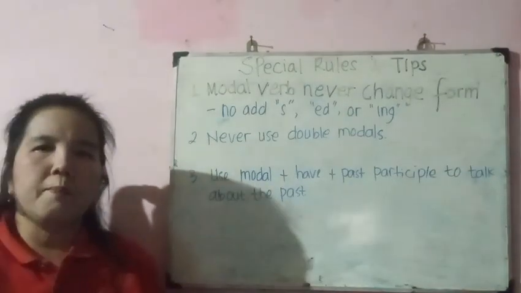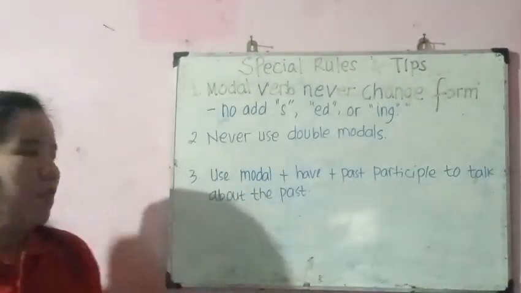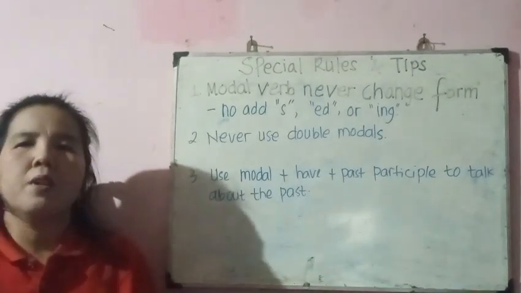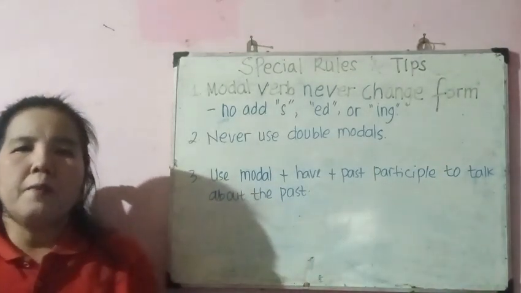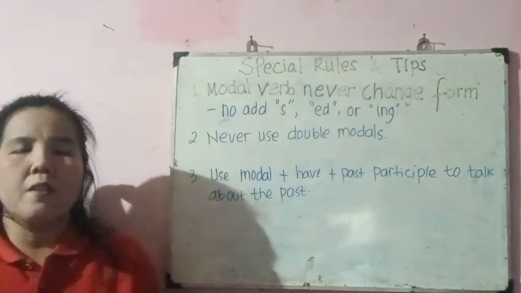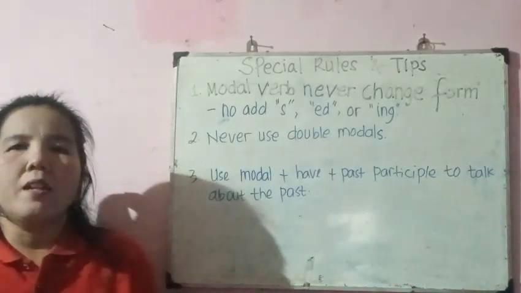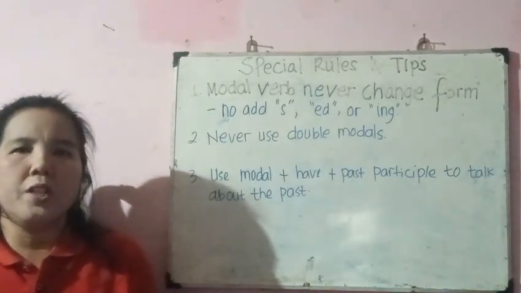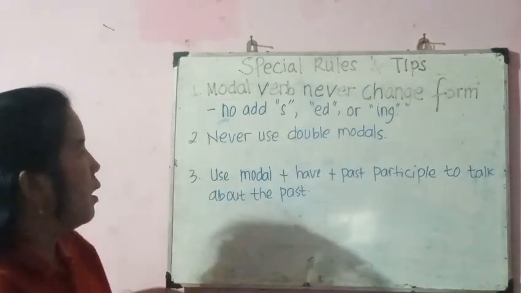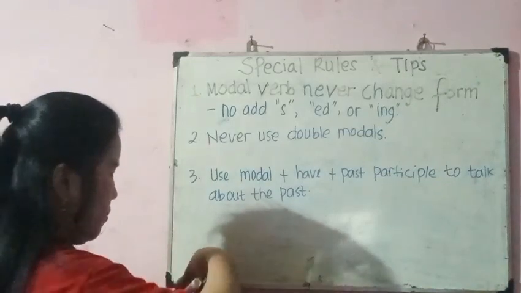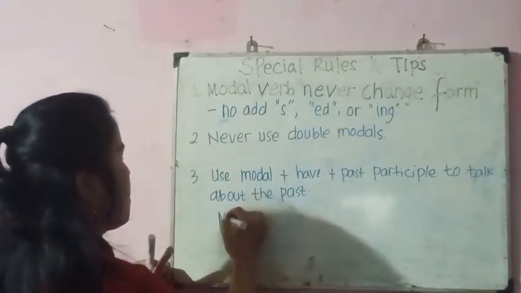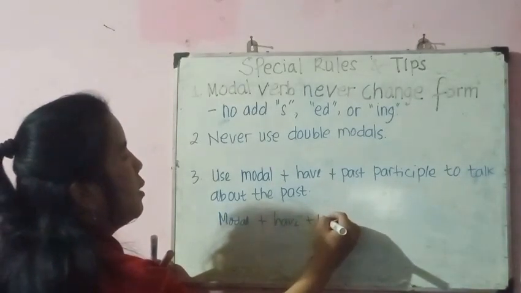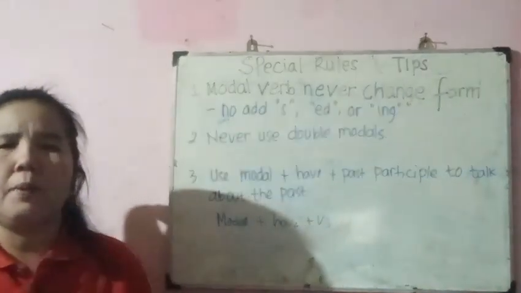The third tip, use modal plus have plus past participle to talk about the past. Modal verbs are usually for the present or future, but we can also use them to talk about the past. The structure is modal plus have plus past participle.